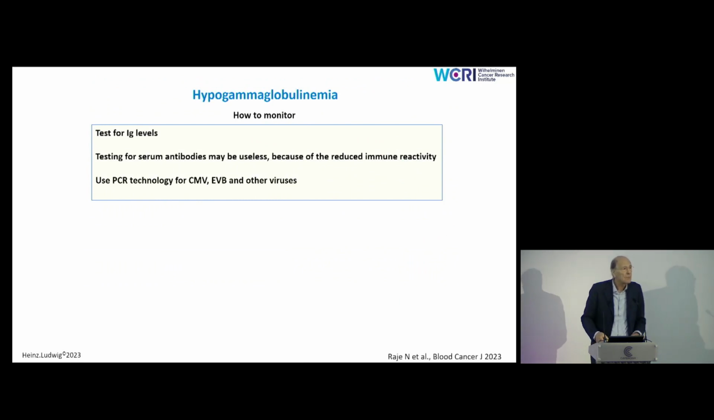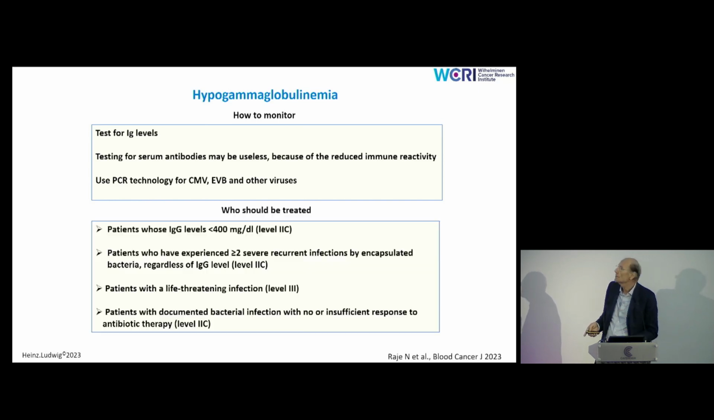Now let's move to hypogammaglobulinemia. Of course, what shall we do? In clinical practice, we test for IgG levels, IgA levels, IgM. We do not test, at least in our department, for antibody response in those patients against virus or bacteria because the patients have impaired antibody response. So we prefer to use PCR technology when we suspect an infection or when we want to capture reactivation of CMV or EBV. So that is what we are doing.